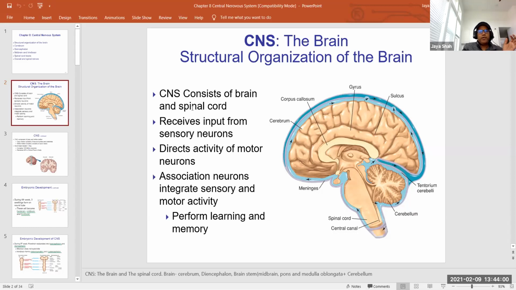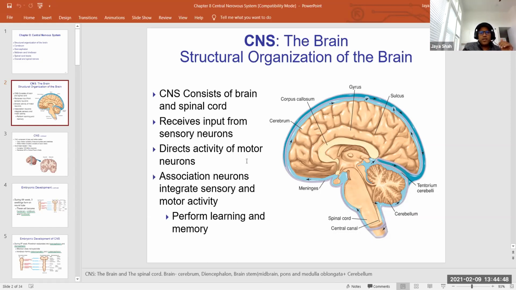brain. So CNS consists of brain and spinal cord, and receives input from sensory neurons. So how does our brain work? When you touch something hot, that takes information from outside to your brain. So your central nervous system is receiving input from sensory neurons. Sensory neurons can carry any stimulus. It can be touch, pain, light, heat, anything. And then they process in the brain and then direct activity of motor neurons. So let's say if it is a hot object you are touching, then the impulse comes to the motor neuron, and from the motor neuron to your skeletal muscle, and you contract. So it directs motor activity.